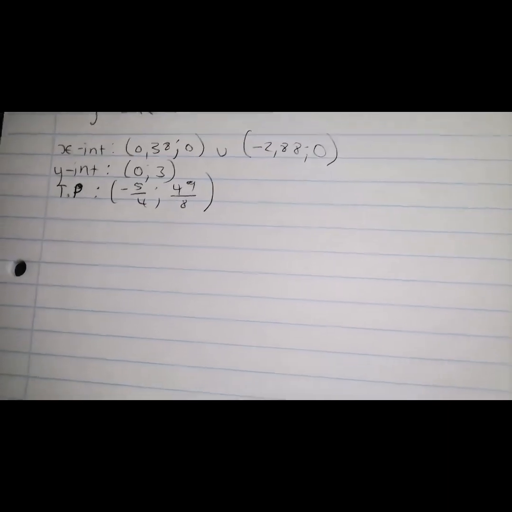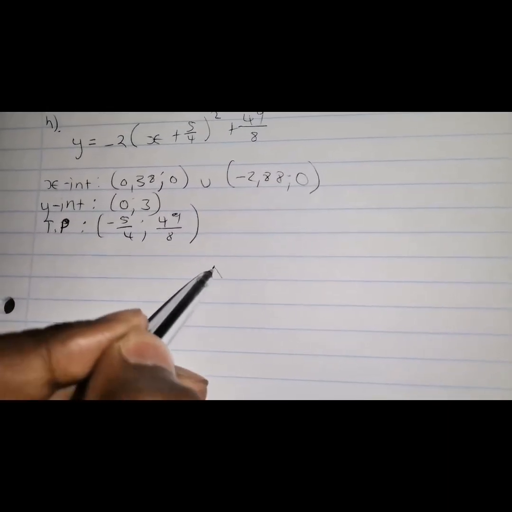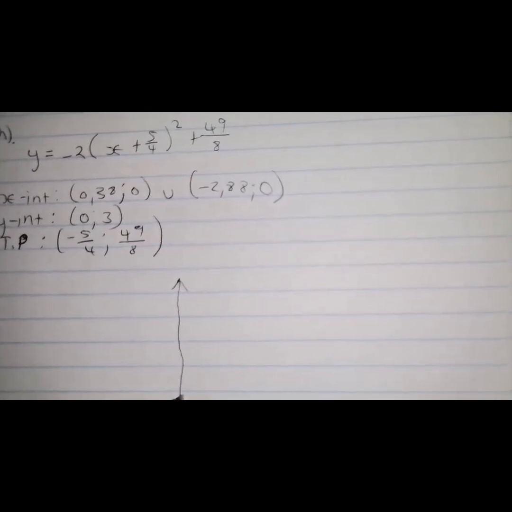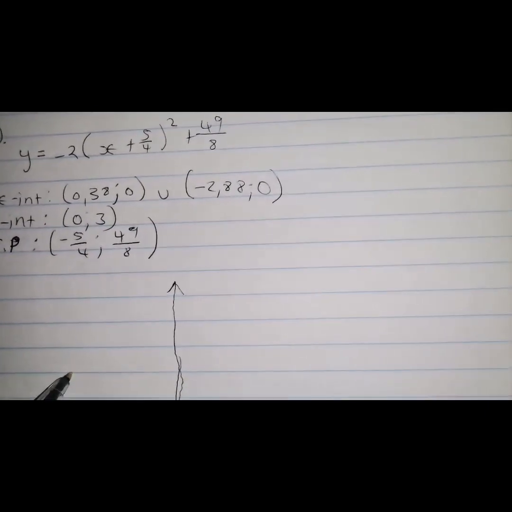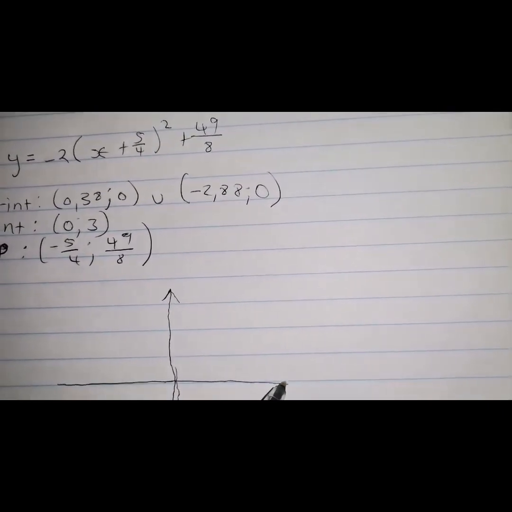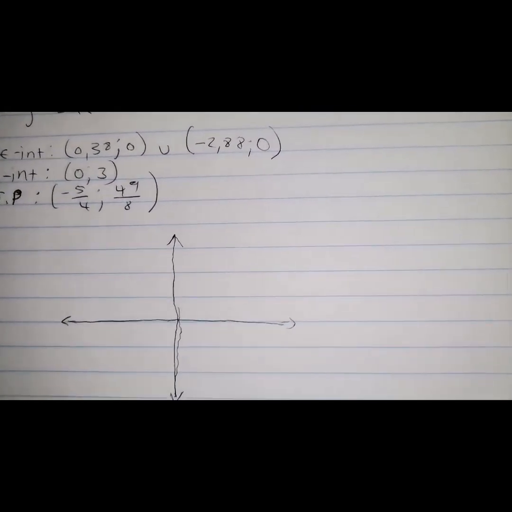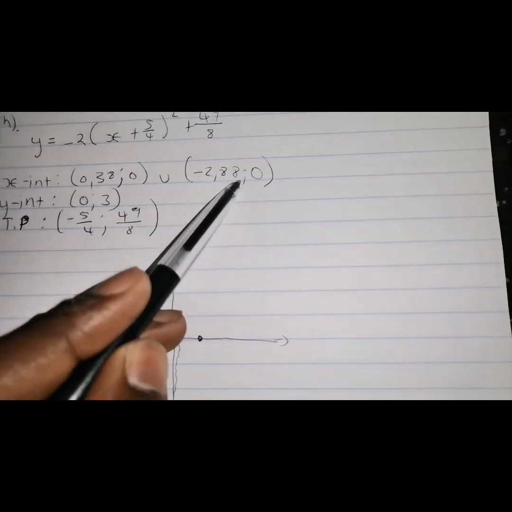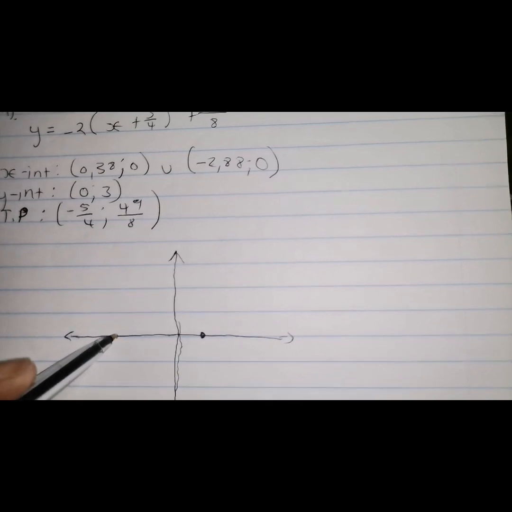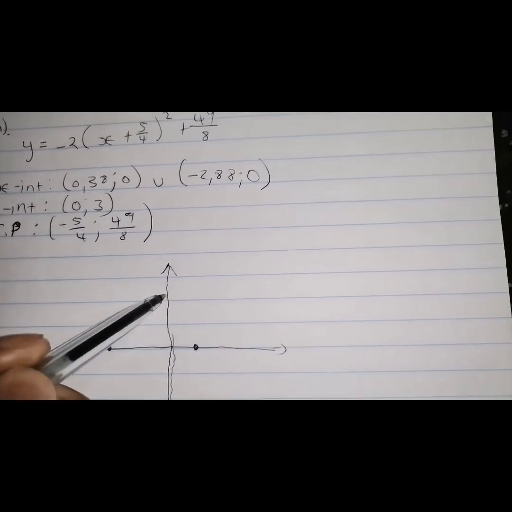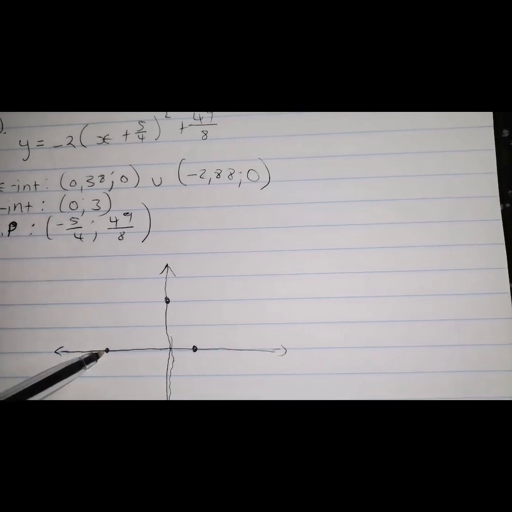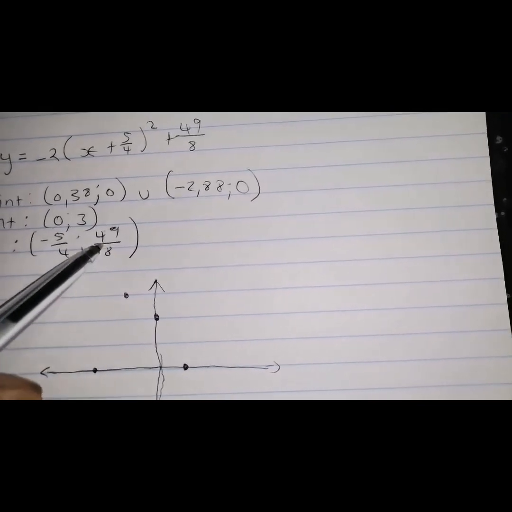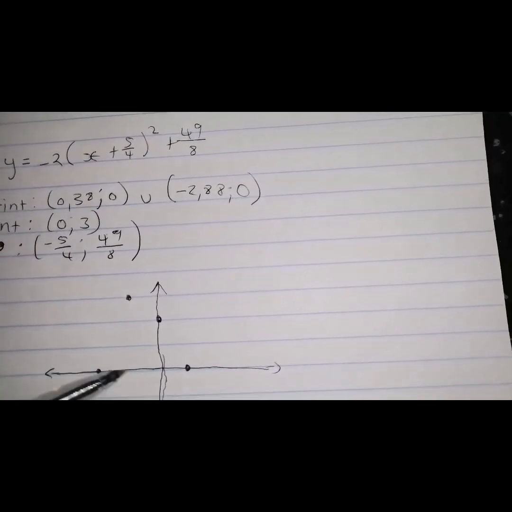So let's draw the graph. Guys, I'm not good at drawing, but I'll try to draw the graph of this function. Let's plot the points. The x-intercept is here, perhaps here. Then negative 2 is perhaps here. Then 0 and 3 is our y-intercept here. Then negative 5 over 4 is greater than negative 2, so it can be perhaps here. Then our 49 over 8 is here. Let's join those points.